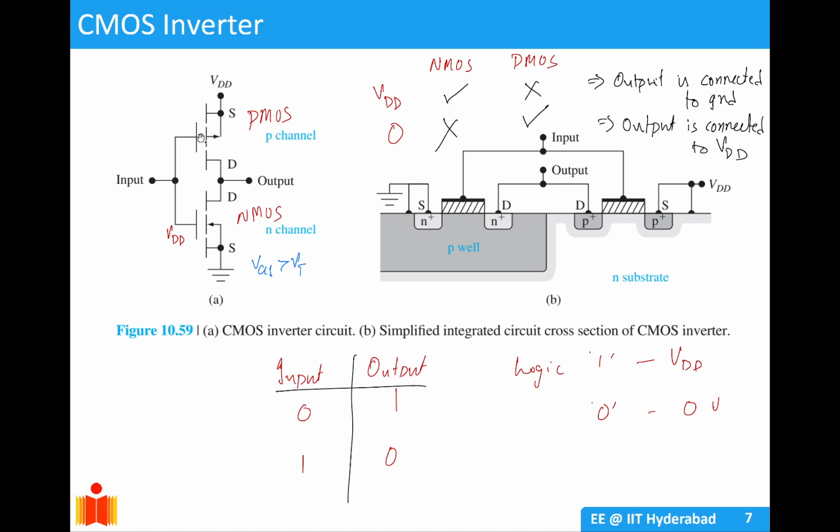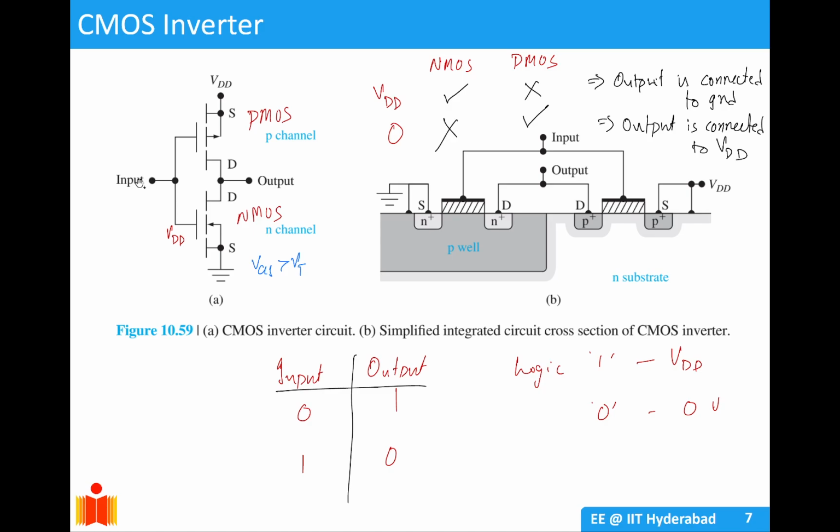when one is on, the other is off. When I am applying a VG equal to 0, the PMOS sees VGS as minus VDD, due to which the PMOS is on and the NMOS is off. So I have a flow of current from VDD to output. I have connected my drains to a common output terminal, and I have connected the gates to a common input terminal.